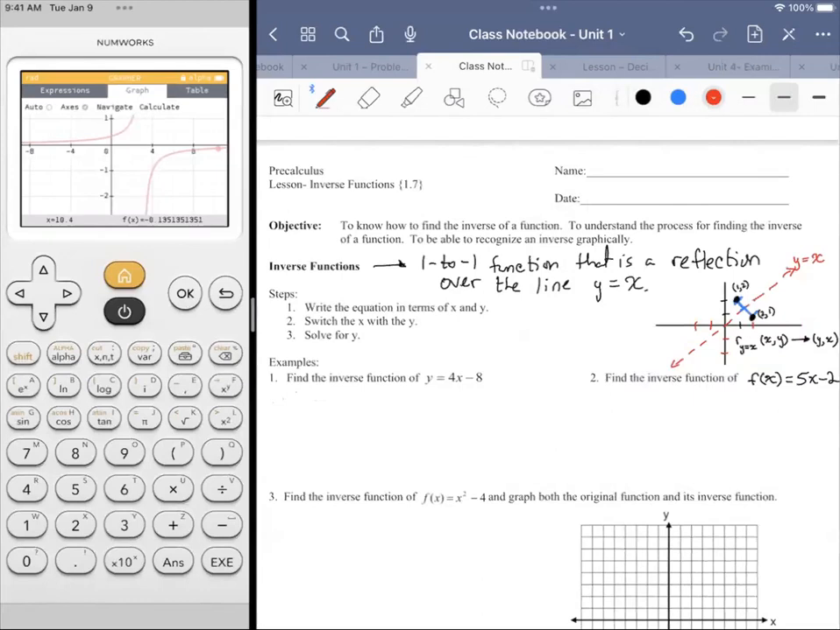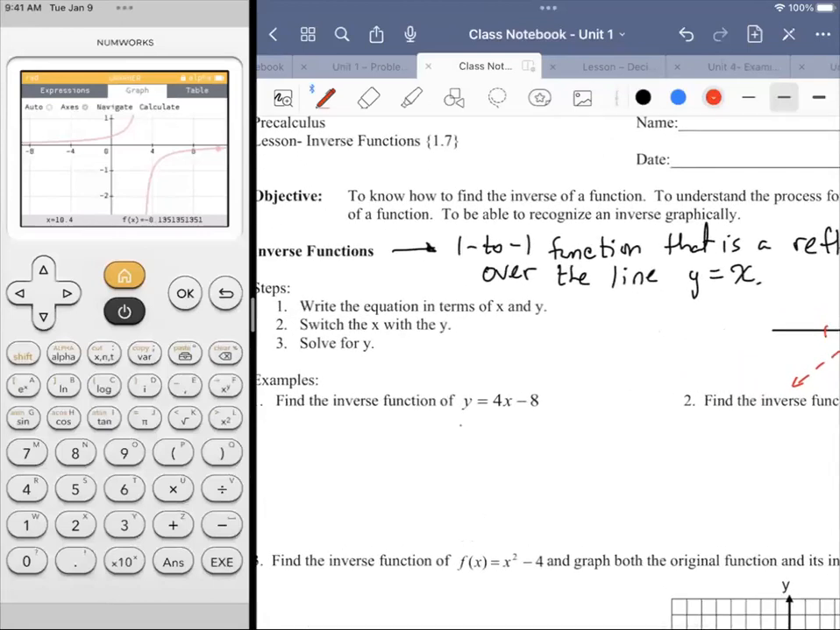All right. So for that first example, I have y equals 4x minus 8. It's already written in terms of x and y, so I can skip that first step. Switch the x with the y. So x is equal to 4y minus 8. And then solve for y. Using ordinary algebra skills, I would add an 8 to both sides. I'd have 4y is equal to x plus 8.